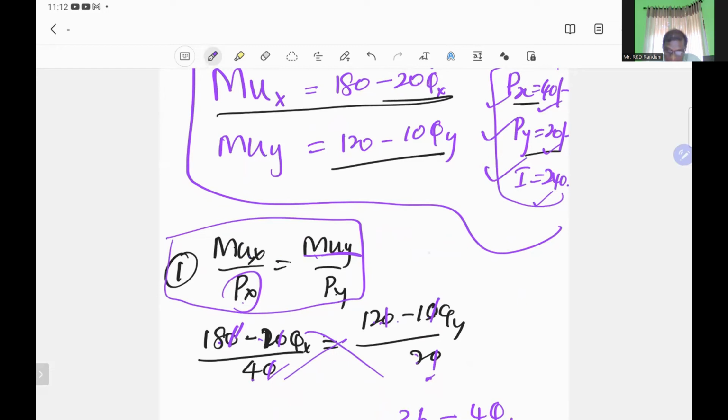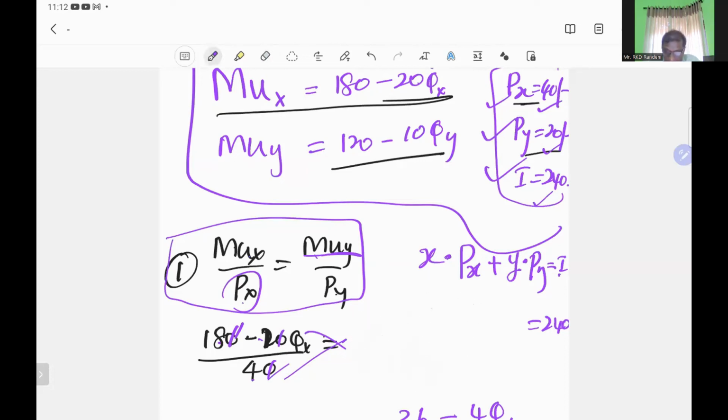the second condition is quantity X into price of X. Into means multiply. The quantity purchased of X into price of X, plus the quantity purchased of Y into price of Y, equal to I, that is income. That is 240. Then 240 is clear, no? 240 is here. Then here, quantity X.